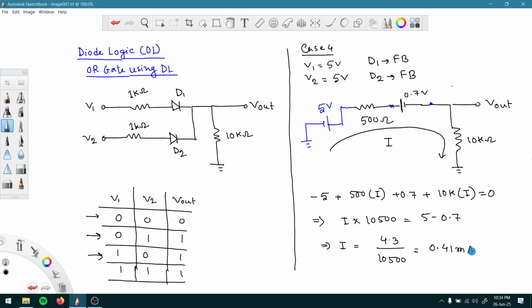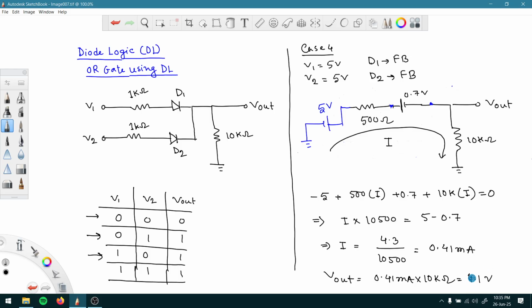So 0.41 milliampere is the current we are getting, and from that we can also find out the value of voltage, right? So to find out the voltage, V out is equal to what? I multiplied with 10k. So I is 0.41 milliampere multiplied with 10k ohm resistance. So the final value should be what? 4.1 volt.